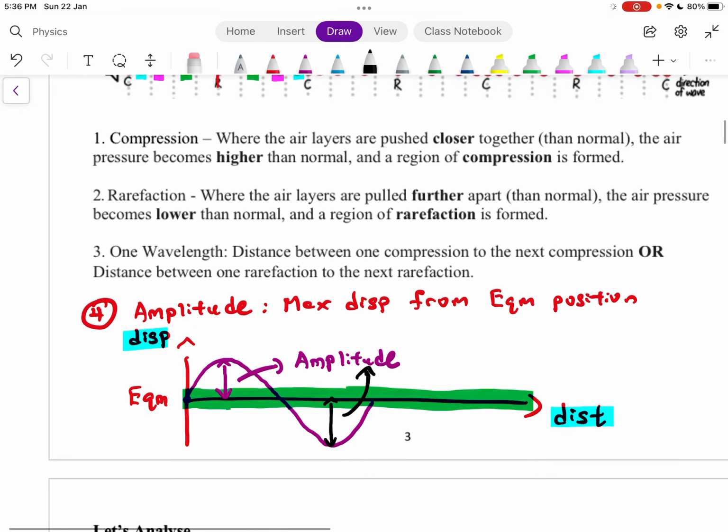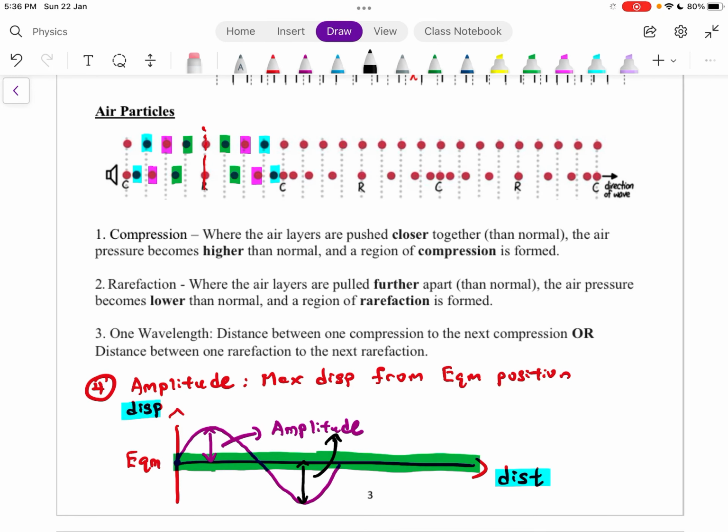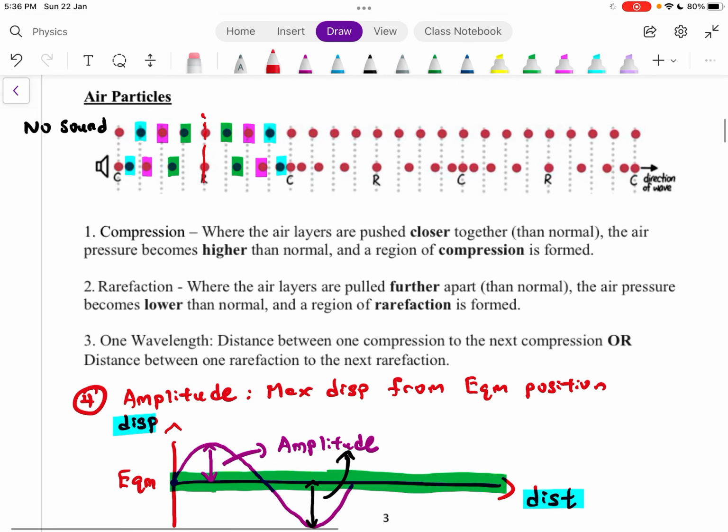Looking at the picture right here, the air particles initially have no sound. After that, I turn on the speaker, and the particles will oscillate parallel to the wave travel. If you look at the green shaded particles, initially there's no sound, so definitely they must be in the equilibrium position. After I turn on the sound, the particles move towards the left hand side of the equilibrium position. So this one will actually move here.